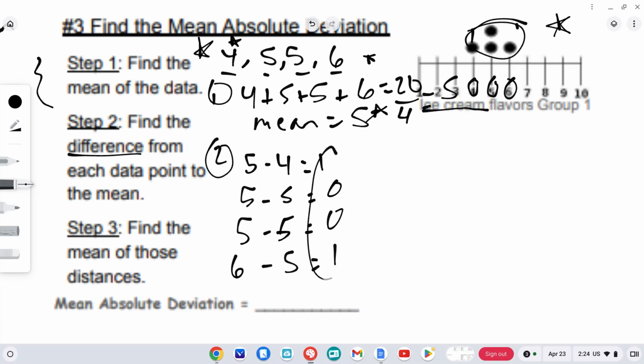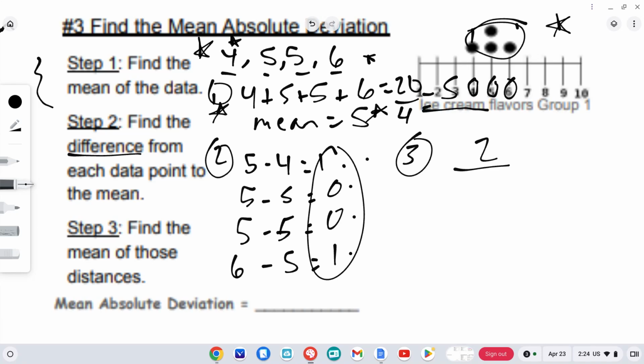Okay, so what did I end up with? I have a 1, 0, 0, and a 1. So for step 3, just like we did on step 1, we're going to add them together. 1 plus 0 plus 0 plus 1. Pause and write it down. You should have said 2 when you added it up.